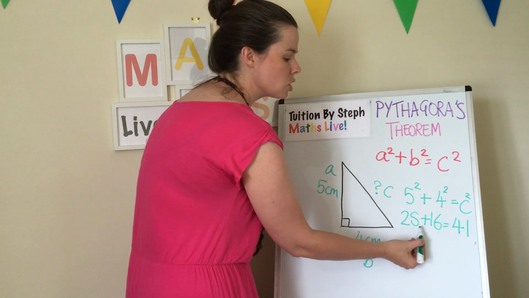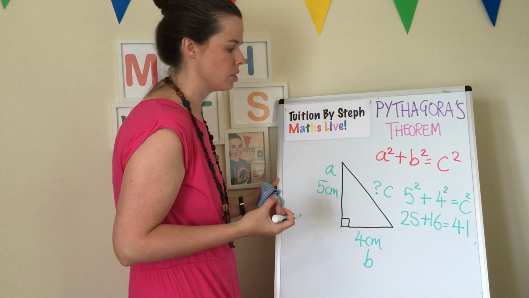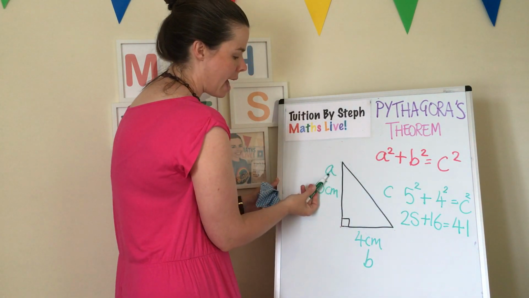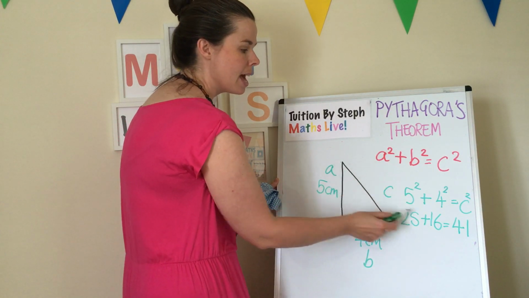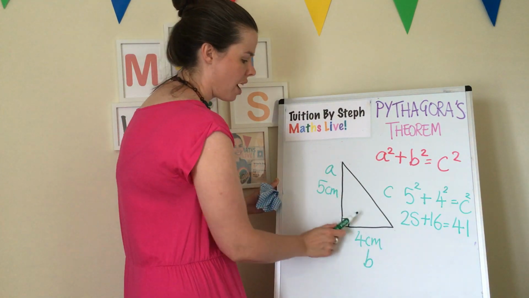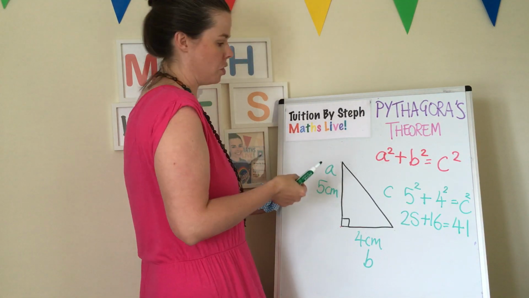But remember, these are all the squared numbers. 41 is not our answer. Why is 41 not our answer? Because A is 5, B is 4, and C is this missing number. Can you see that A is not 25, B is not 16? It's the square root of the number.